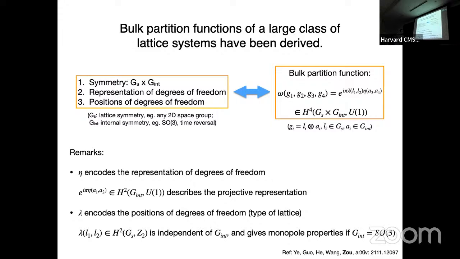One important point here is that when I say lambda encodes the information of the type of lattice, this is really independent of what kind of G internal symmetry I'm choosing. For all internal symmetries, a triangular lattice is just the triangular lattice. I have the same lambda here. If you accept that, then in order to figure out lambda for each type of lattice, I can just go to the simplest case where the internal symmetry, say, is SO(3).